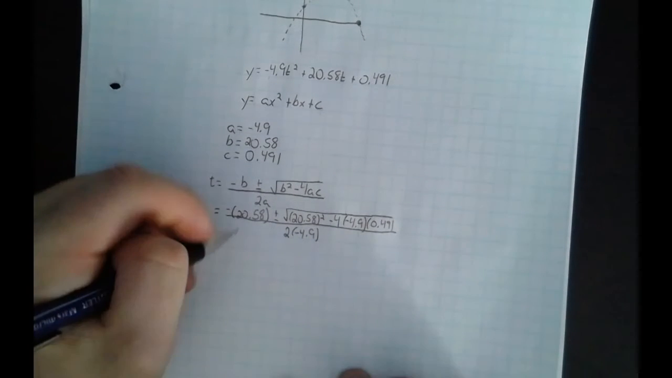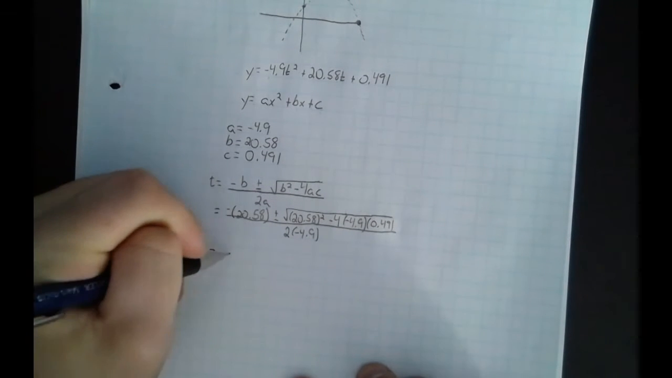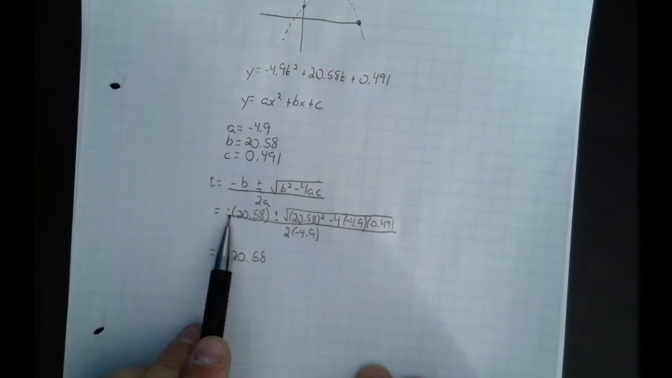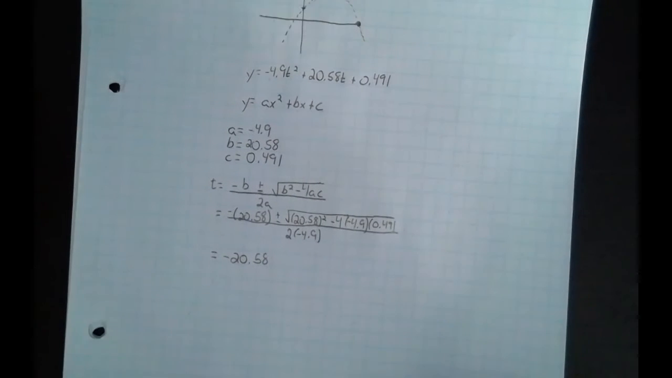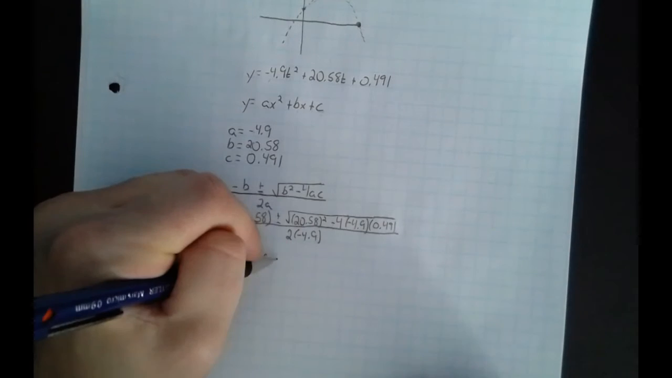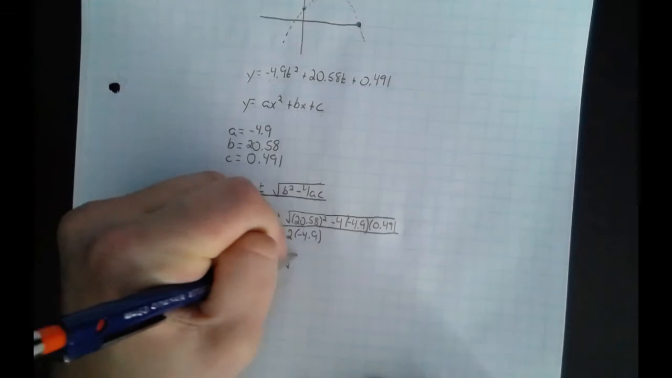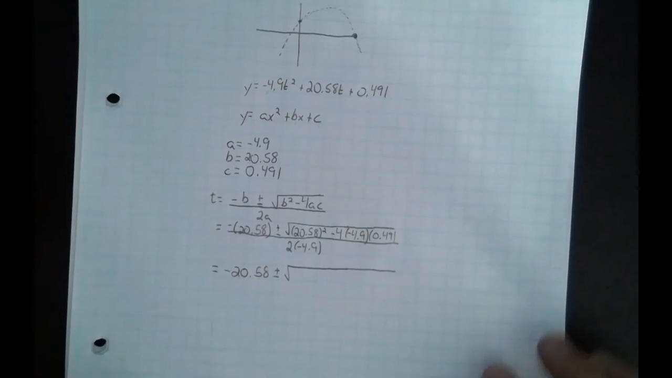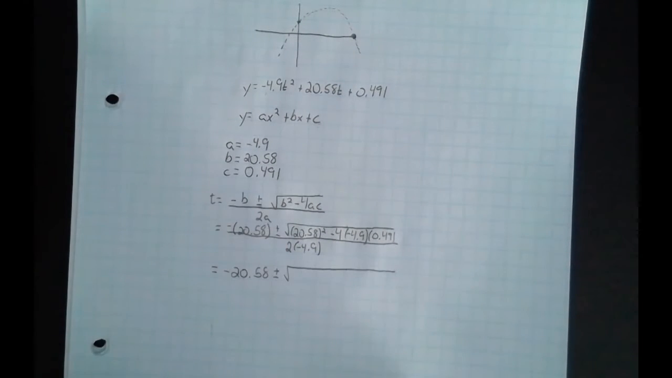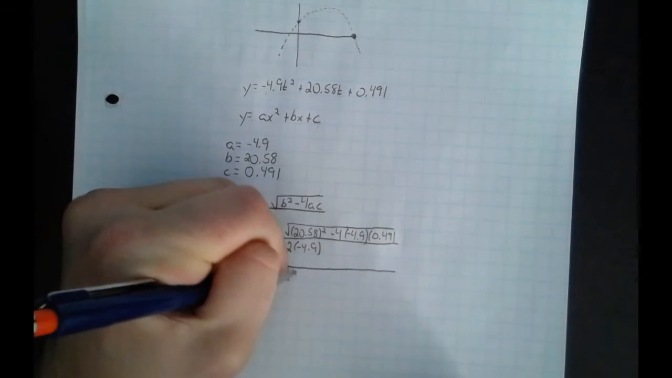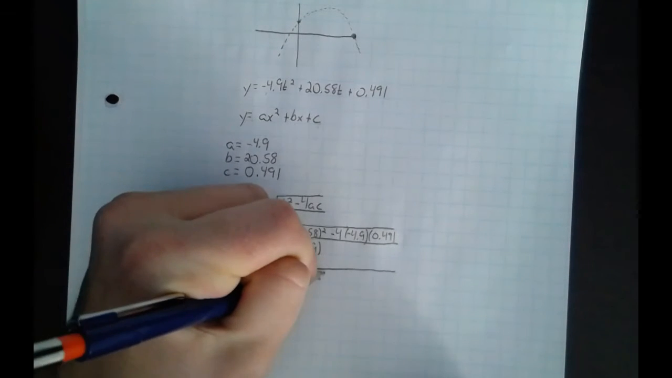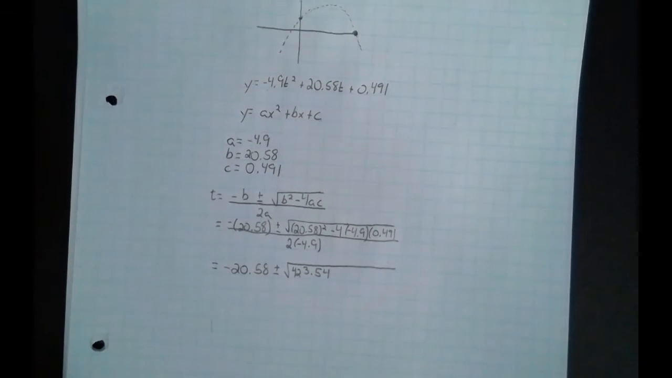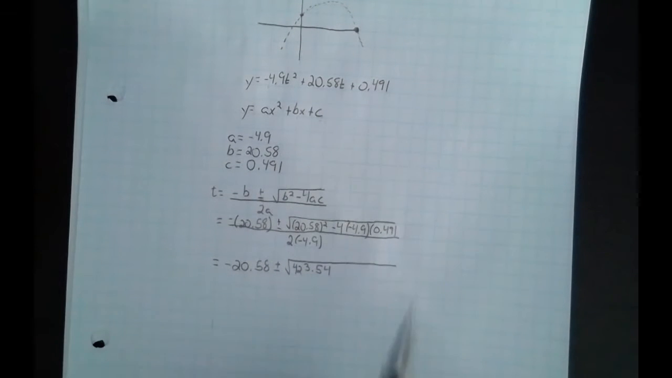Okay, so now we need to clean up our equation here. This first part here is just negative 1 times 20.58, which is just negative 20.58. Plus or minus stays the same. Then we work under our square root. So if we take 20.58 and we square it, we get 423.54. Now, this part here is where most students make their mistakes, and it's from losing a sign when you multiply what's under the square root.